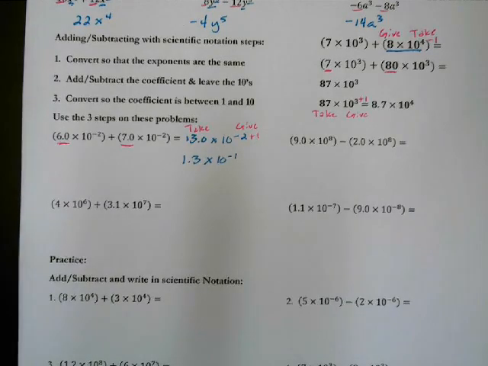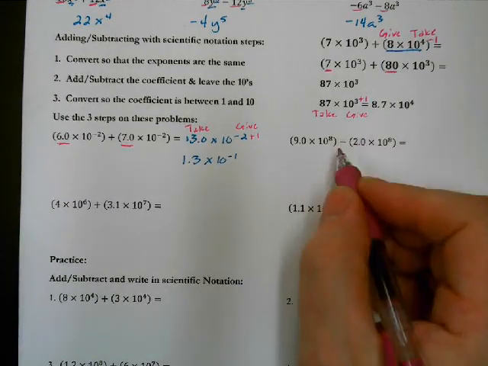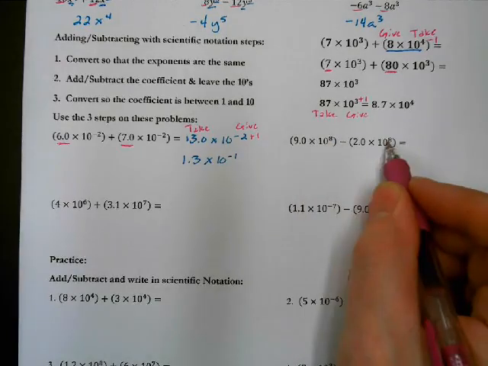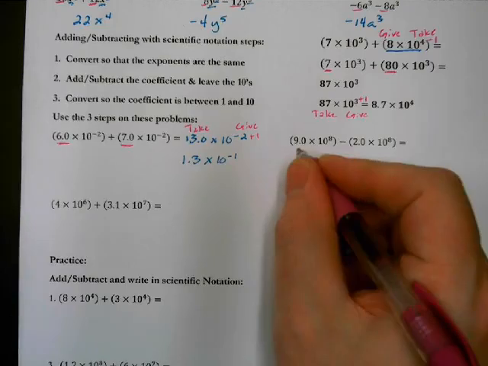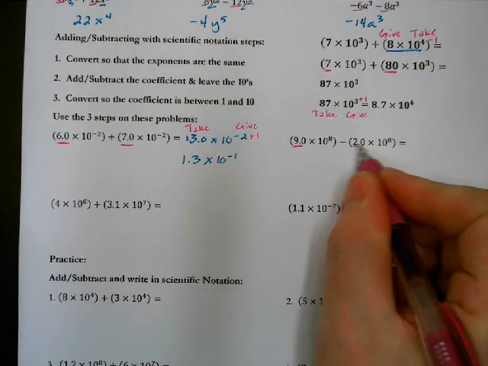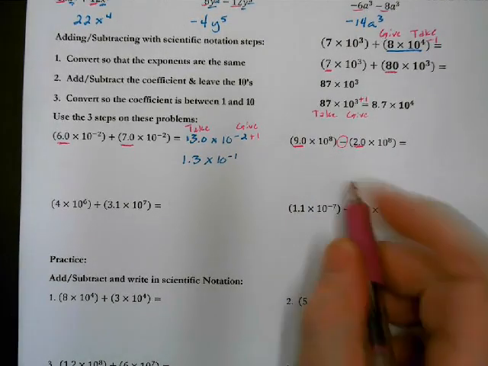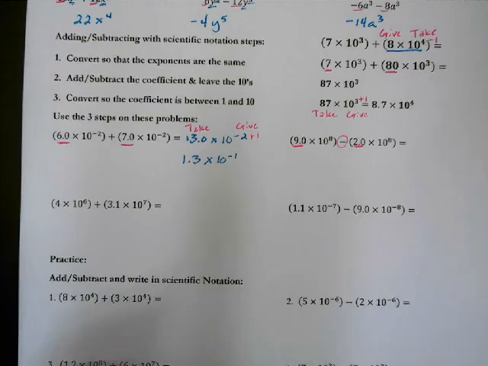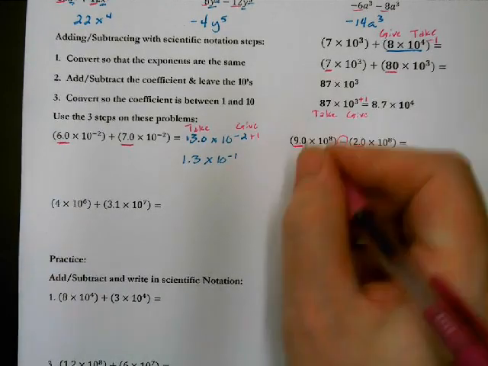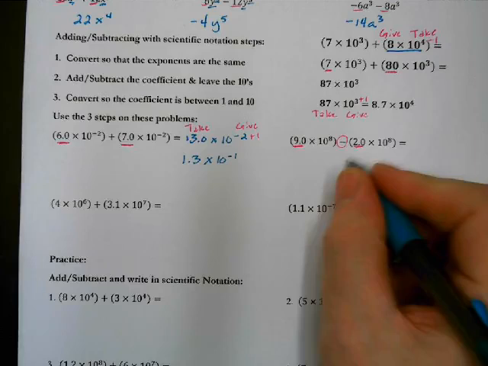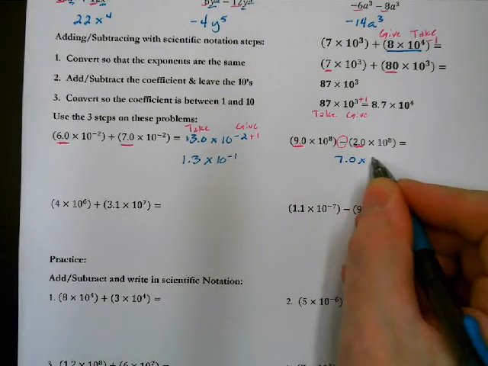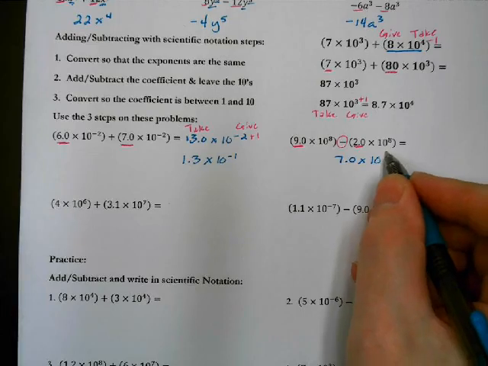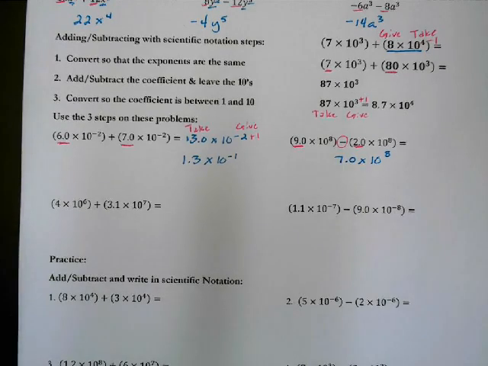Next one, do we have like terms? We got 10 to the 8th, 10 to the 8th. Yes, we have like terms. So we can take the coefficients, 9 and 2, and since it's a subtraction problem, we're going to do 9 minus 2. So 9 minus 2 is 7. And then we just leave the base of 10 the same as 10 to the 8th. We don't need to convert it, so we're done.